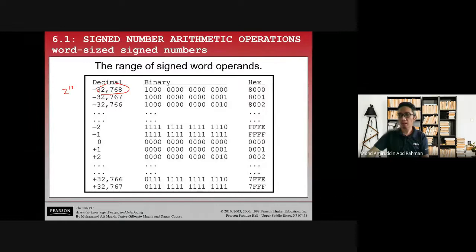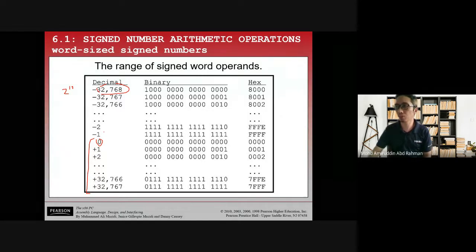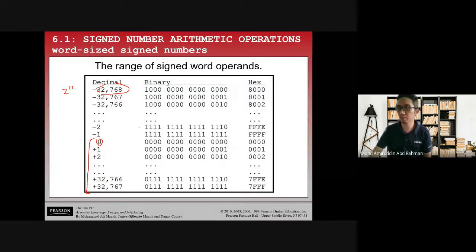On the positive side, it is up to 32767. Why is it not 768? Because 0 is also counted. So from 0 up to here, we have 32768 numbers. So that's the difference between byte and word.